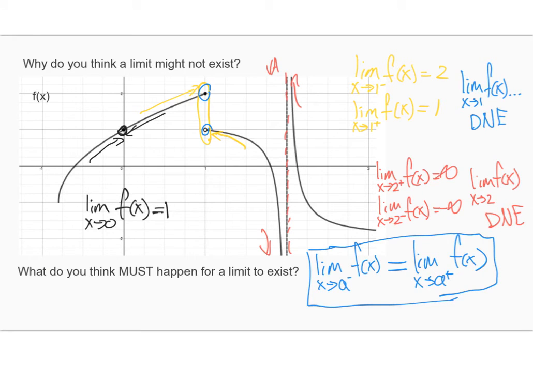I'd like you to also notice it doesn't matter that this point doesn't exist. That's a really important thing. And finally, I mentioned the case that does not show up here. Limits don't exist if things end up vibrating infinitely.